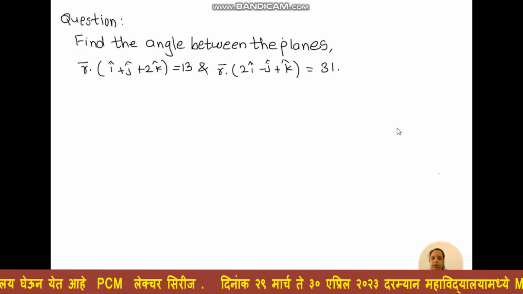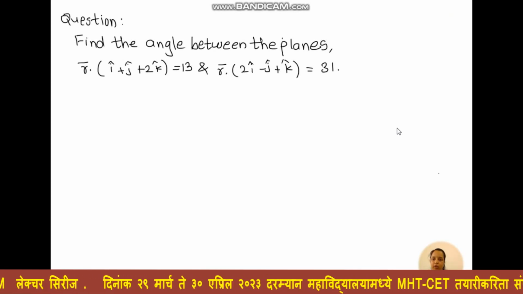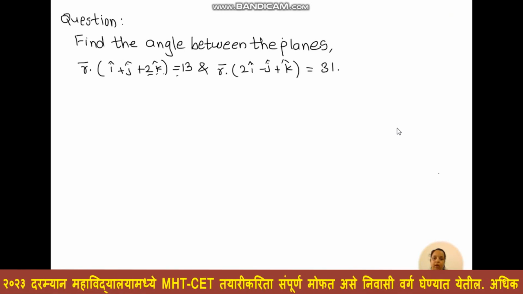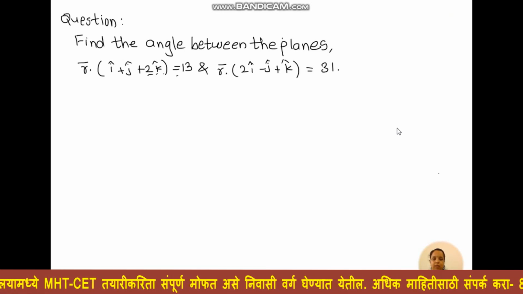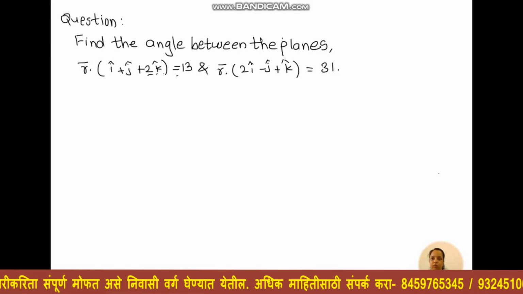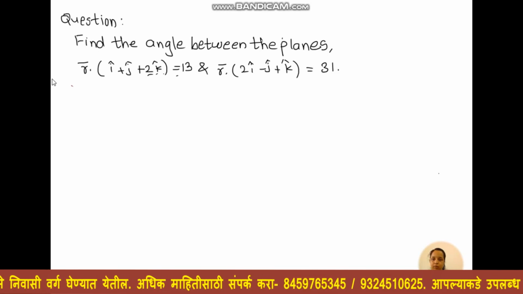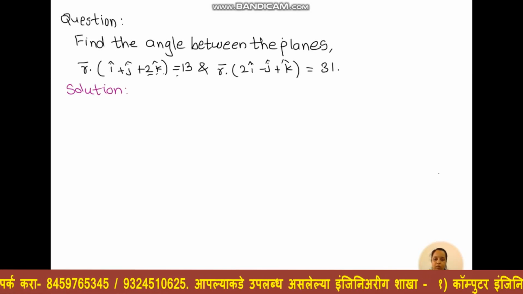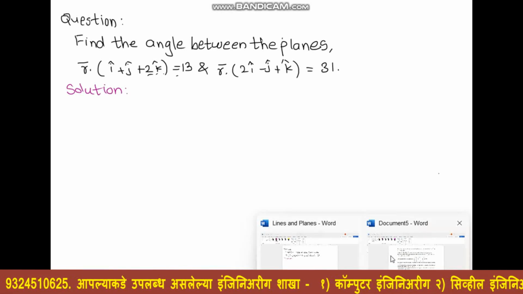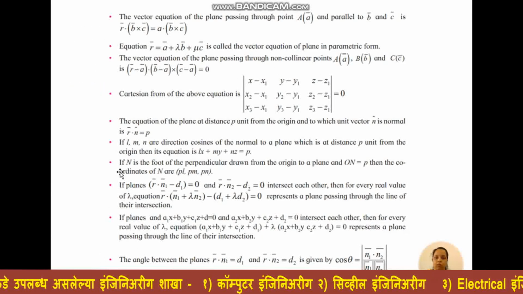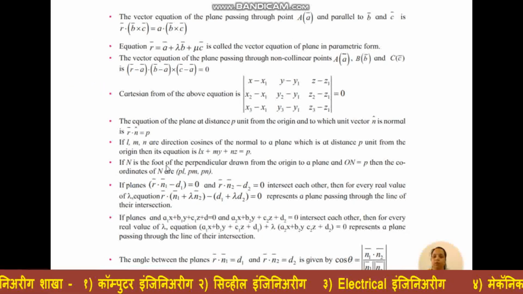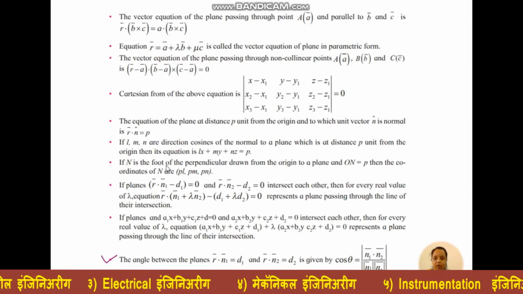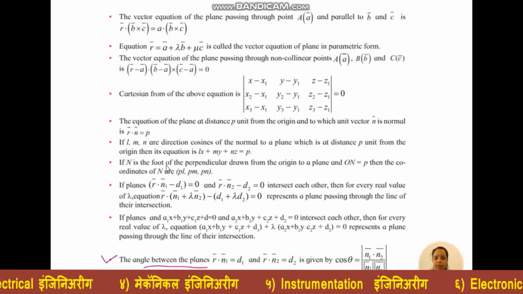Find the angle between the planes R bar dot (i plus j plus 2k) is equal to 13 and R bar dot (2i minus j plus k) is equal to 31. Now the solution. First we discuss the formula for it. See, this is a page from your textbook only. This is the formula for the angle between the planes.